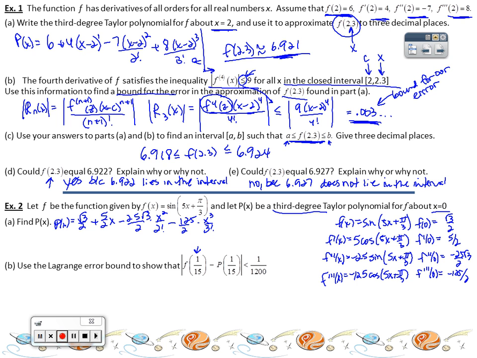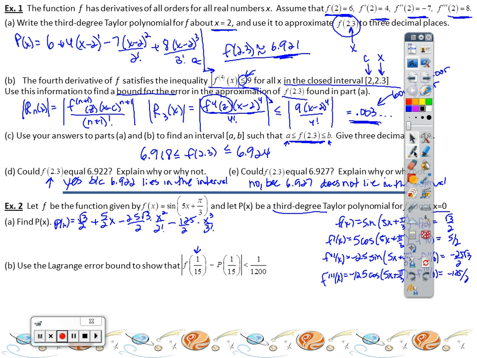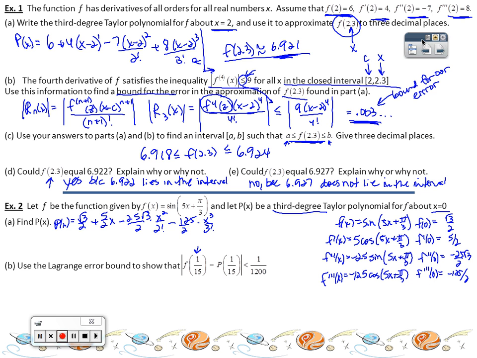So the function value, f of 1/15, minus, and what does p of 1/15 stand for? Yep, that's our approximation with the Taylor polynomial, isn't it? This one right here. And what does this whole thing stand for? The error. Very good, the error. Okay, basics, all right? We've got to prove that the error is less than 1 over 1200.